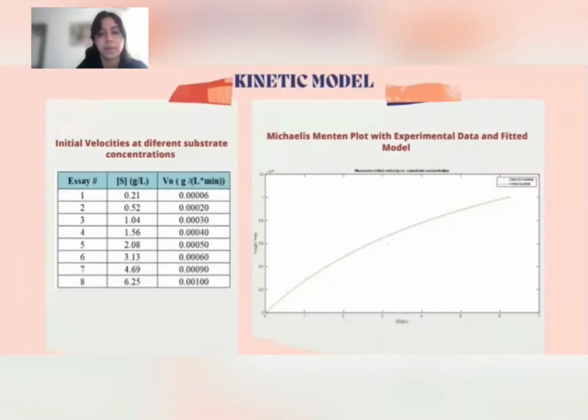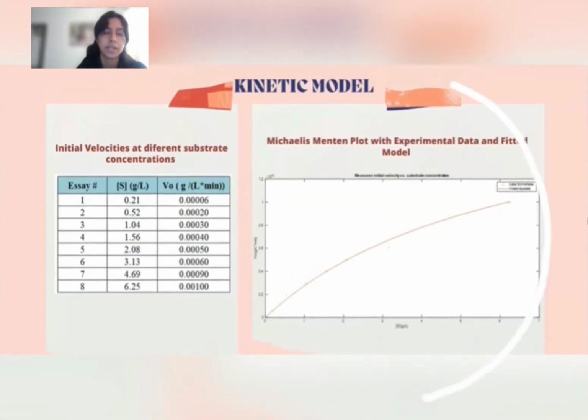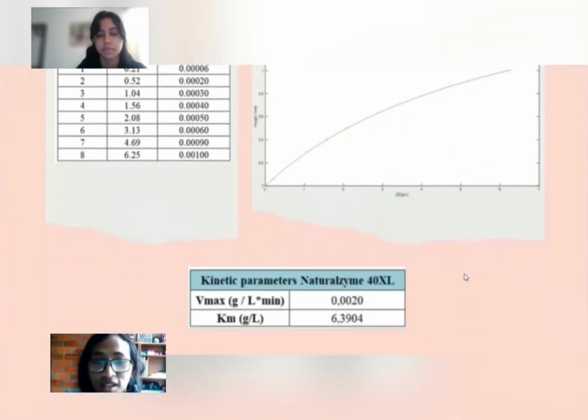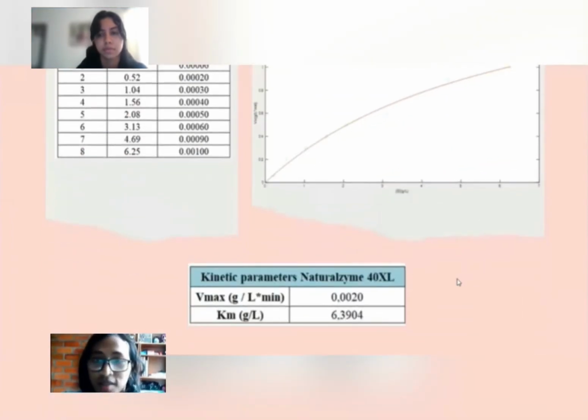To obtain the kinetic parameters, experimental assays were carried out to determine the adequate dosage of enzyme. With this, different reactions were carried out with a variable concentration of substrate to obtain graphs of product concentration versus substrate concentration, and estimate the initial velocities to later graph them by the Michaelis-Menten model. Here we have the Michaelis-Menten plot with experimental data and fitted model, and here are the results for Vmax and Km.